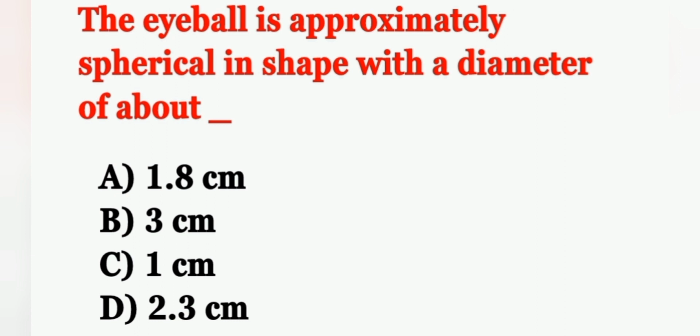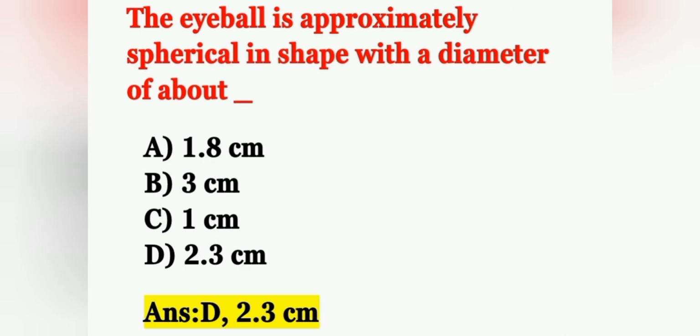The next question: the eyeball is approximately spherical in shape with a diameter of about option A, 1.8 cm; option B, 3 cm; option C, 1 cm; and option D, 2.3 cm. The correct answer is option D, 2.3 cm. The diameter of the eyeball is approximately 2.5 cm, and since option 2.3 is there, that is the correct answer.